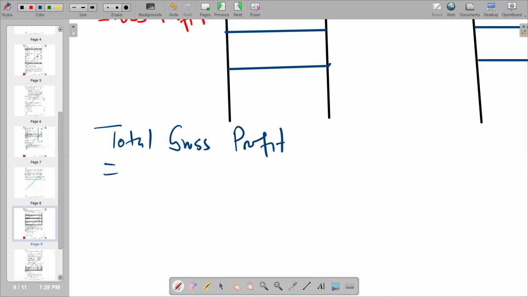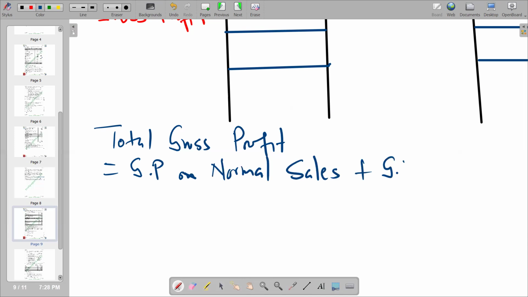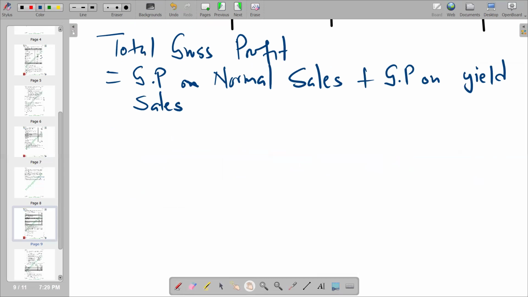Then if you are also given staff sales in the question, you are also supposed to calculate gross profit on staff sales. But within the context of this question, we only have a gross profit on normal sales, and we also have a gross profit on yield sales. So basically, this is what we have, whereby we add the gross profit on normal sales plus a gross profit on yield sales. So firstly, we are going to calculate the gross profit on normal sales.